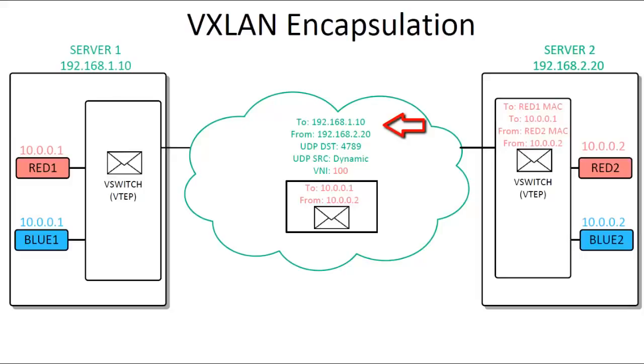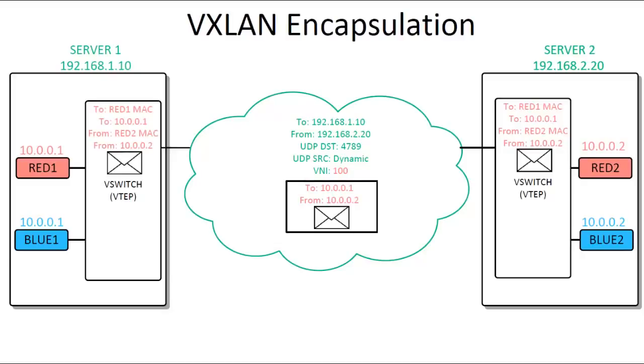Layer 3 on the outer header has a destination IP of the VTEP at server 1, 192.168.1.10, and a source of 192.168.2.20. Layer 4 has a destination port of 4789, as well as a dynamic UDP source port. In the VXLAN header, there is also a VNI with a tag of 100, which identifies one of the red tenant's virtual networks. The underlay network only looks at the outer headers, so it gets this VXLAN packet over to the VTEP on server 1.